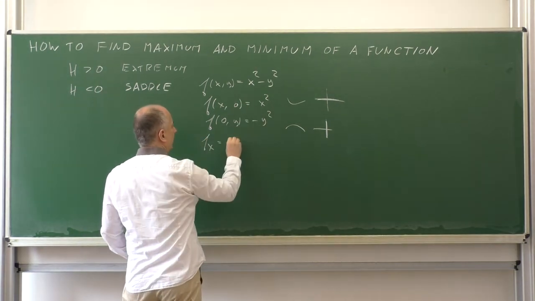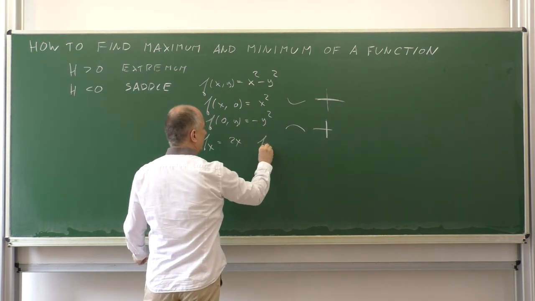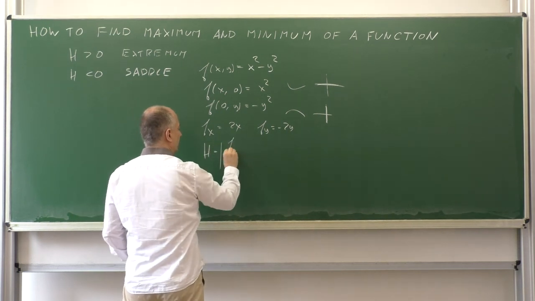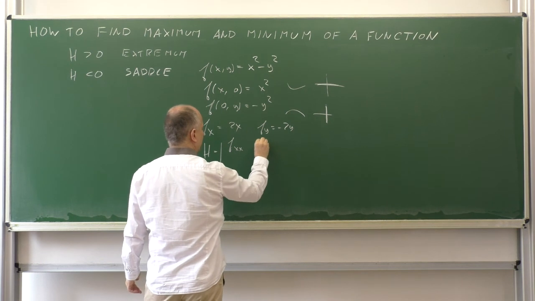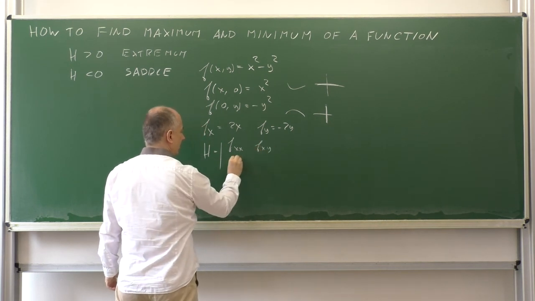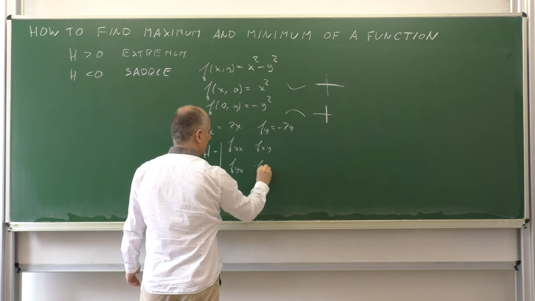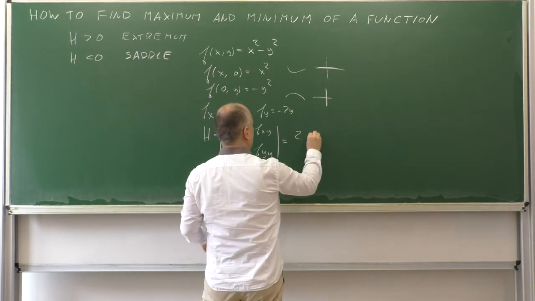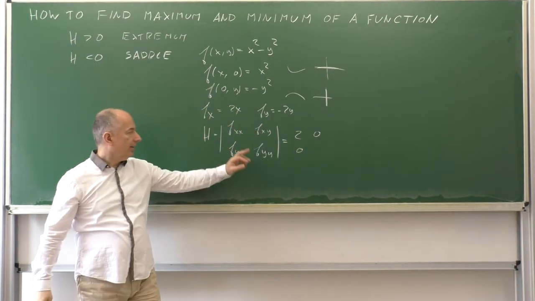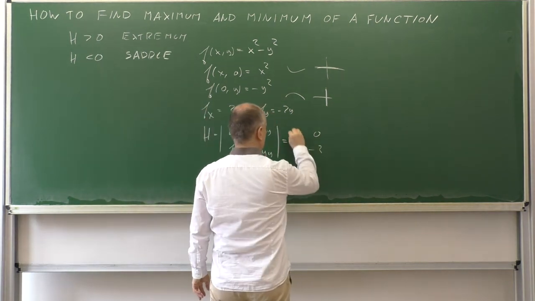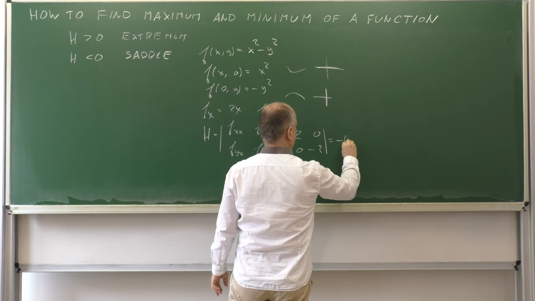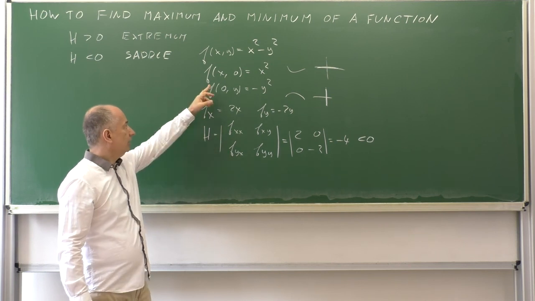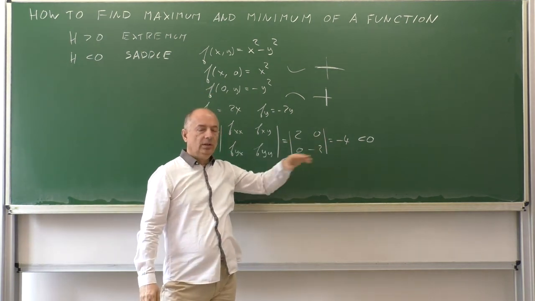The derivative with respect to x is 2x, and the derivative with respect to y is minus 2y. Then the Hessian, which is the determinant of the matrix of second order derivatives, fxx, fxy, fyx, and fyy. Then fxx is 2, the mixed derivative is 0, and fyy is minus 2. And this is indeed minus 4. And yes, when the Hessian at the stationary point is negative, then we have a saddle.